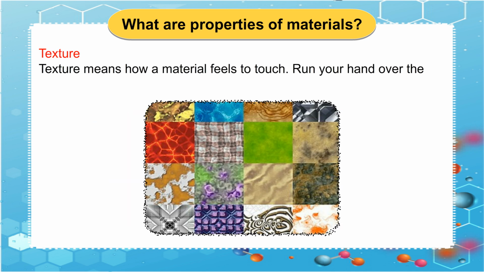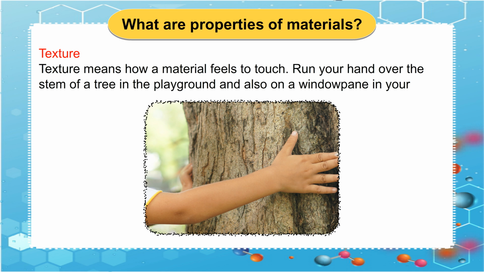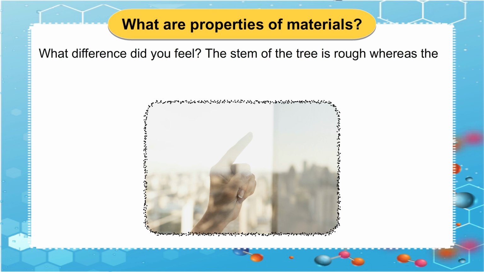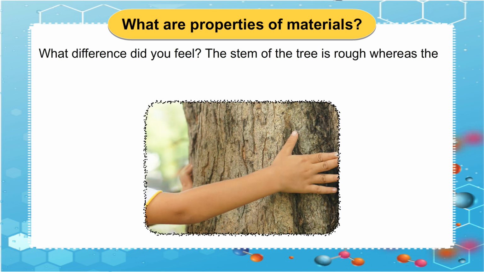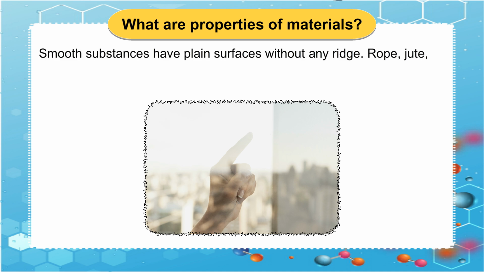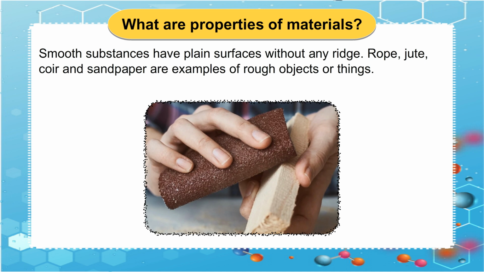Texture. Texture means how a material feels to touch. Run your hand over the stem of a tree in the playground and also on a window pane in your class. What difference did you feel? The stem of the tree is rough whereas the window pane is smooth. Rough substances have uneven surfaces with ridges. Smooth substances have plain surfaces without any ridge. Rope, jute, coir and sandpaper are examples of rough objects or things.